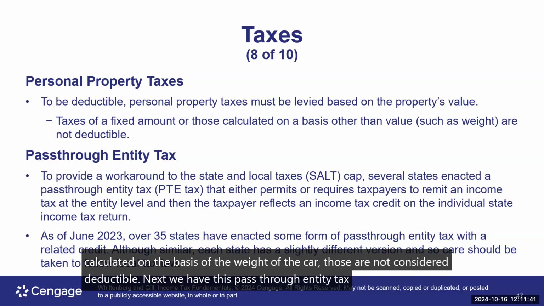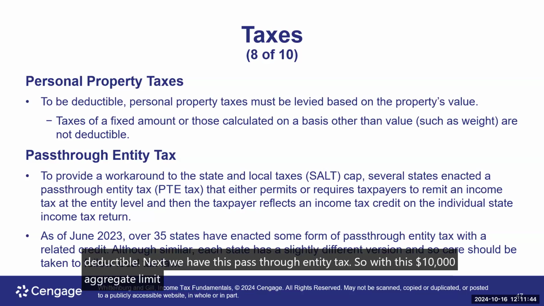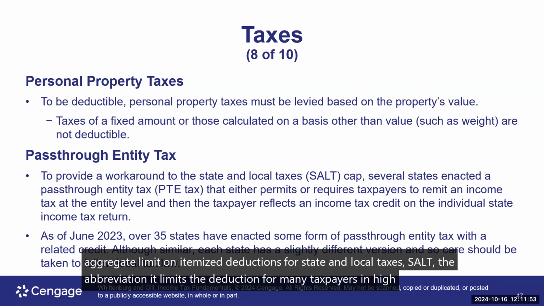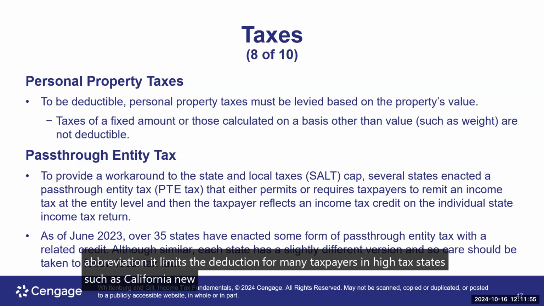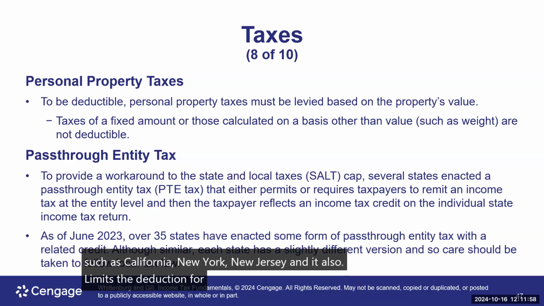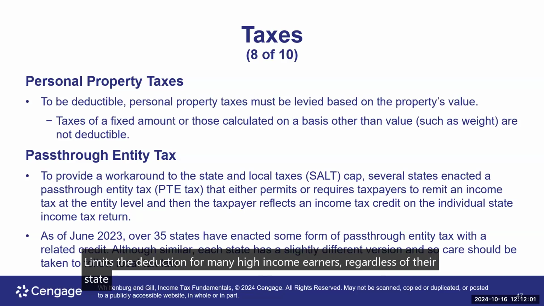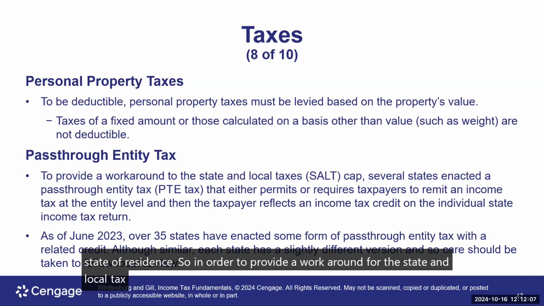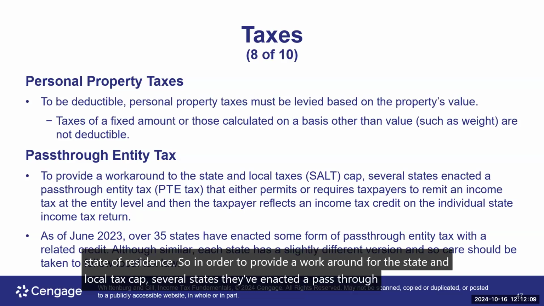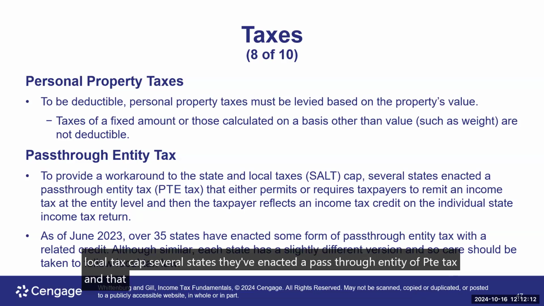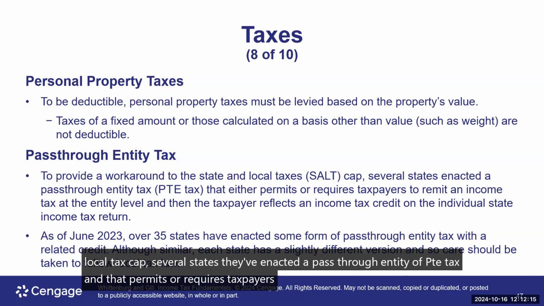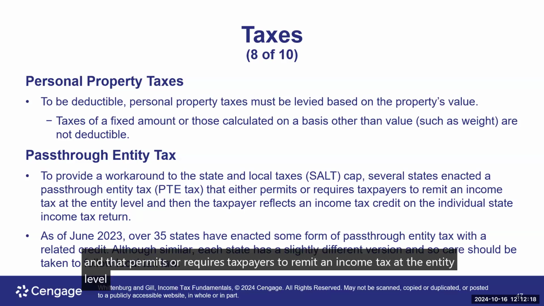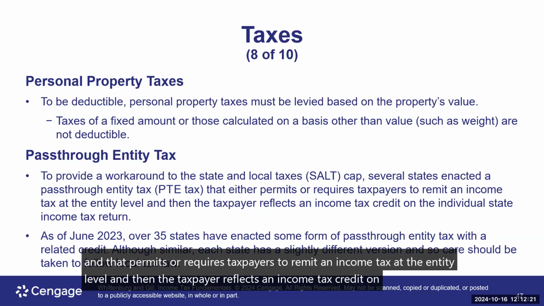So, with this $10,000 aggregate limit on itemized deductions for state and local taxes, SALT, the abbreviation, it limits the deduction for many taxpayers in high tax states such as California, New York, New Jersey. And it also limits the deduction for many high income earners, regardless of their state of residence. So, in order to provide a workaround for the state and local tax cap, several states have enacted a pass-through entity, a PTE tax, that permits or requires taxpayers to remit an income tax at the entity level, and then the taxpayer reflects an income tax credit on their individual state income tax return.